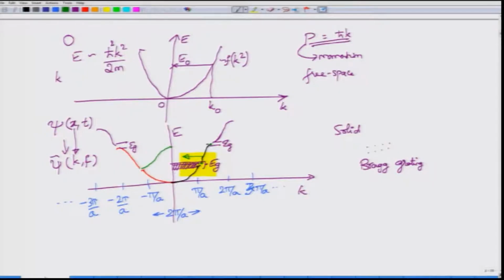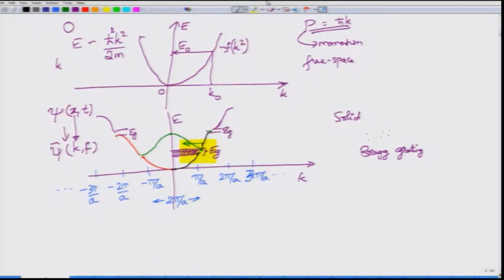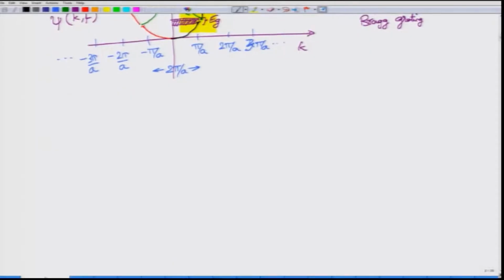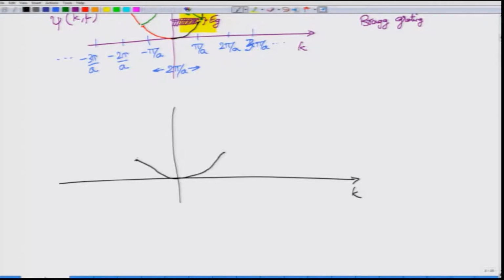This band here will be translated when you add 2 pi by a to bring it to the primary region; it will go here and this band edge will go to 0. So, you get a band that looks like this. Writing it out separately, this is how the energy and k diagrams would look. This is your k, this is the fundamental band which is almost parabolic, but slightly bending at the edge, and then you have the next level which looks like this, and then the next level is again parabolic.